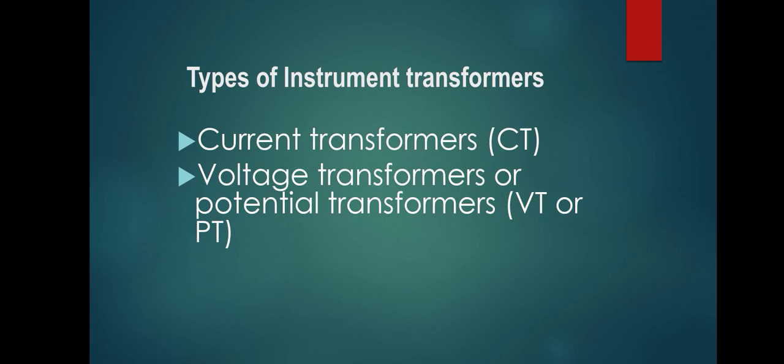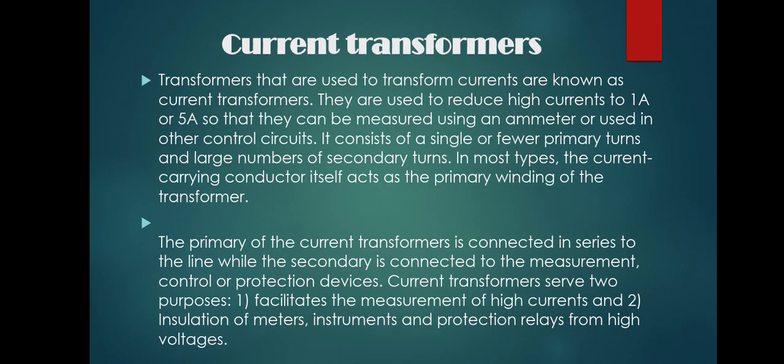Types of instrument transformers. There are two types of instrument transformers: current transformers, and voltage transformers or potential transformers, short form VT or PT. Current transformers. Transformers that are used to transform currents are known as current transformers. They are used to reduce high currents to 1 ampere or 5 amperes so that they can be measured using an ammeter or used in other control circuits.